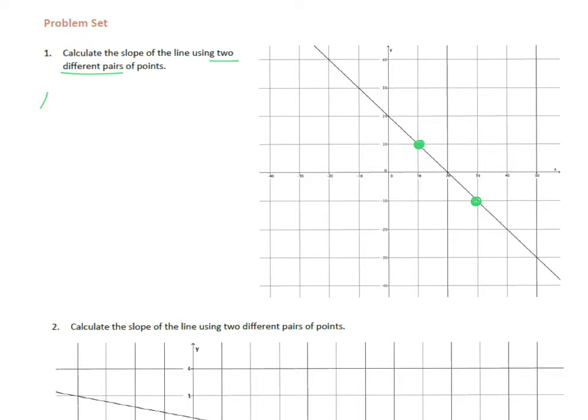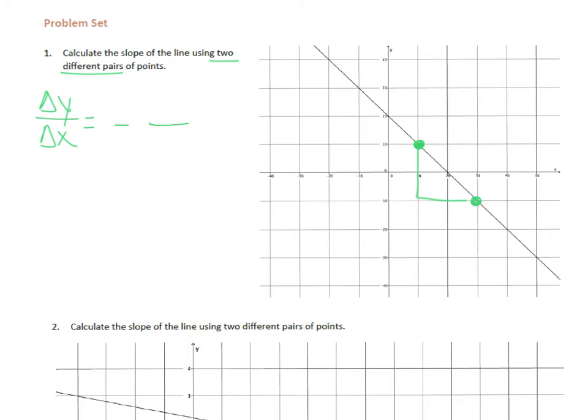Now, I'm going to do my green, my delta y over delta x. I'm going to draw my triangle. I'm going to look and see that this line has negative slope. It's going down from left to right. So it's negative. And I'm going to count.